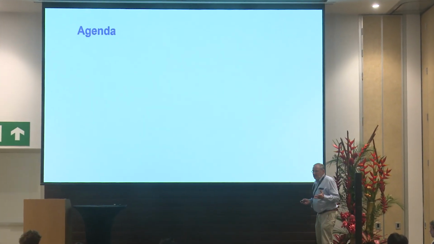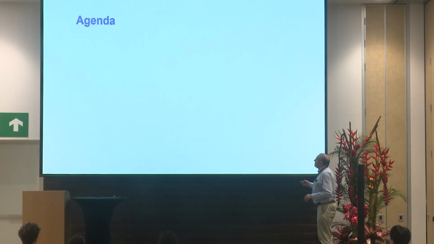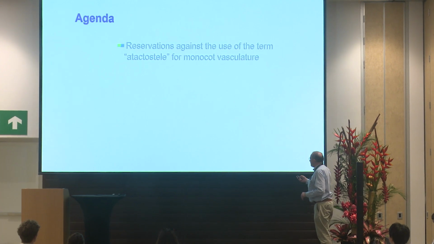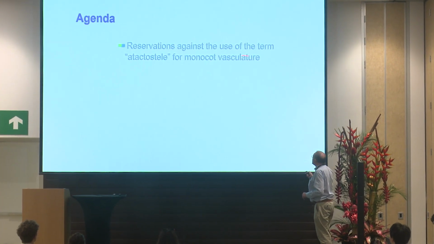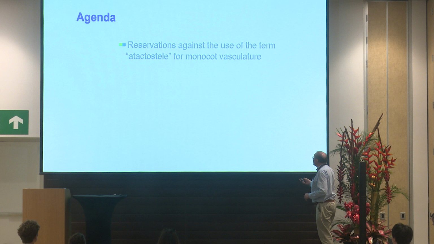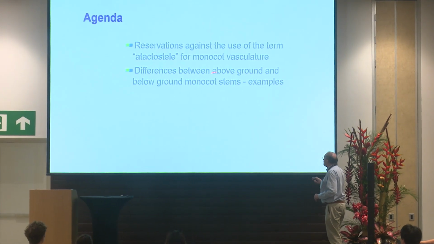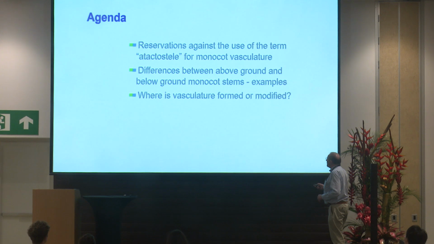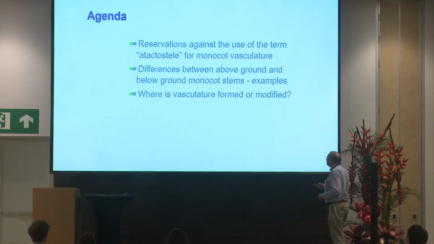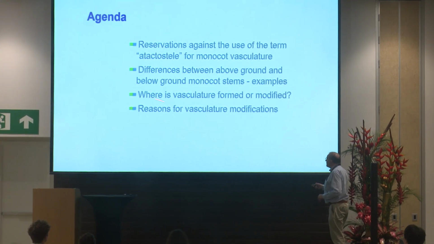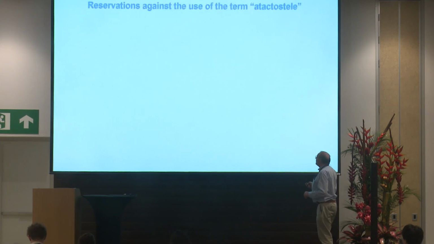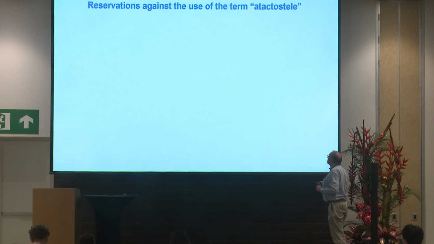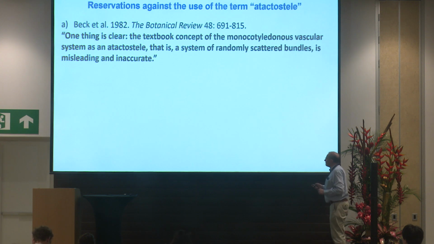So my talk is structured into 5 parts. One is reservations against the use of the term atactostele, then the difference between above ground and below ground monocot stems, where vasculature is formed, reasons for vasculature modifications, and finally, a summary. So, reservations against the use of the term atactostele.